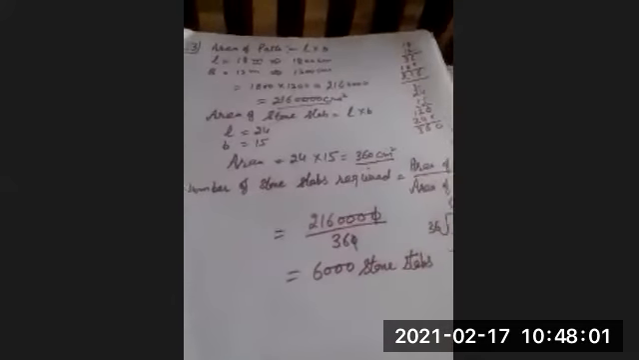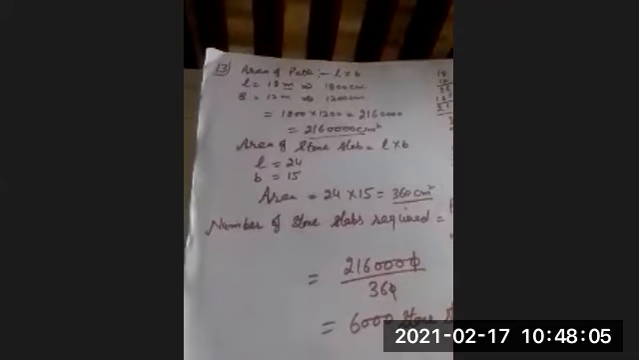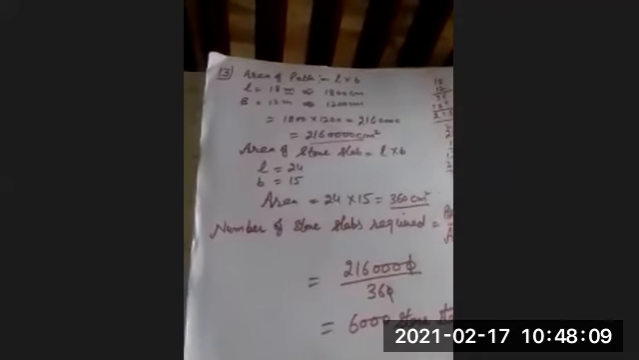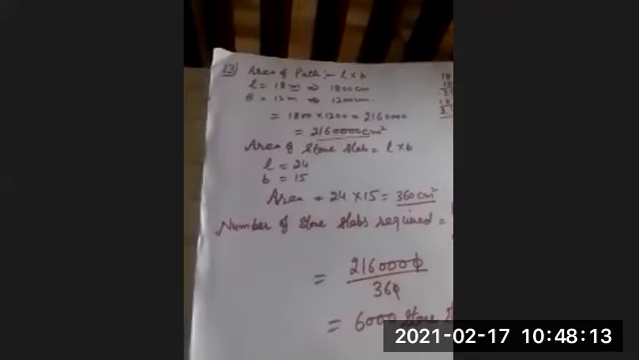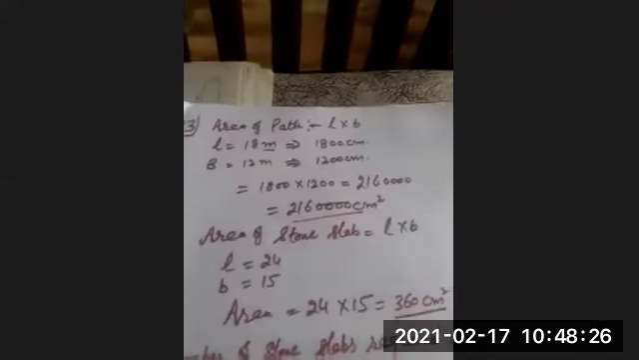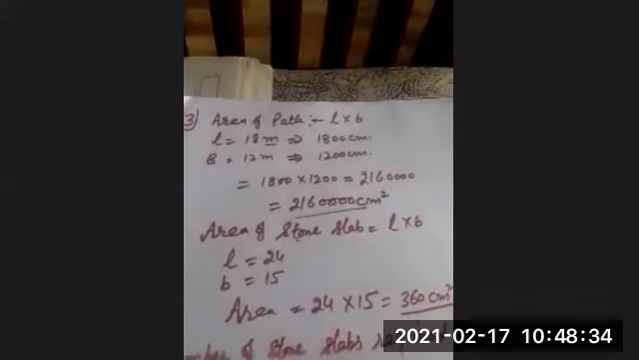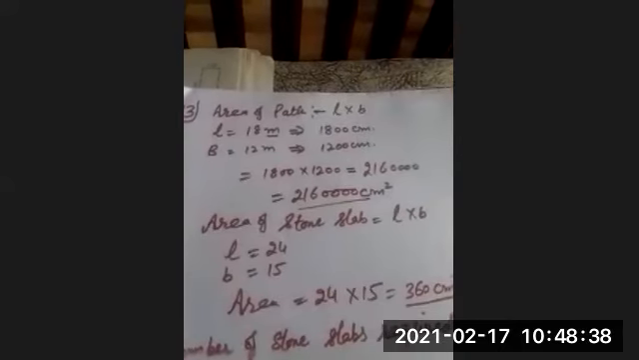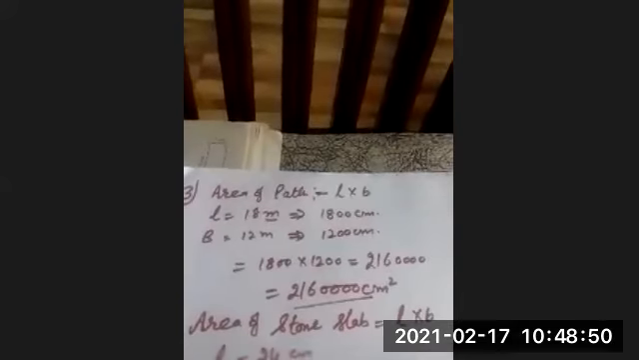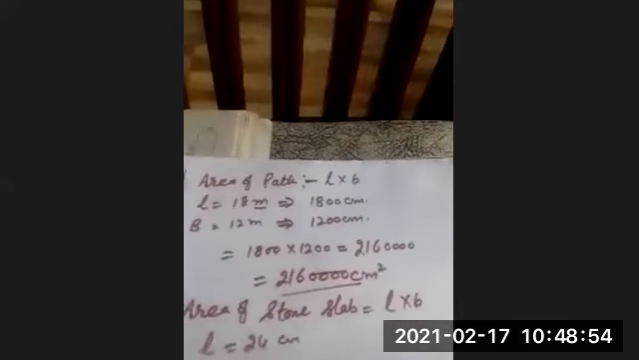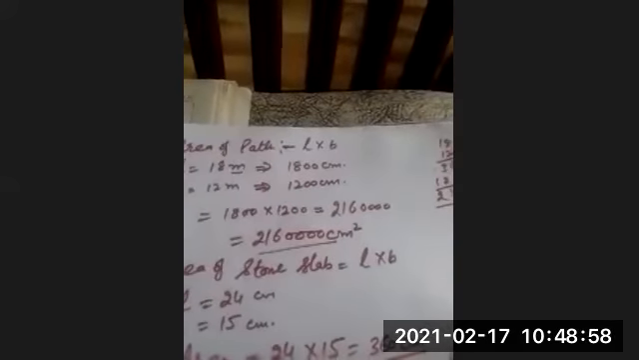Yes, students. So, students, in the 13th question, how many pieces of stone slabs, each 24 cm long and 15 cm broad, will be required to lay a path 18 meter long by 12 meter wide? To find this, first we will find the area of the path. The dimensions of the path are given in meters, so first we will convert into centimeters, because the stone slab is in centimeters. Area of path is length into width, 1800 into 1200.